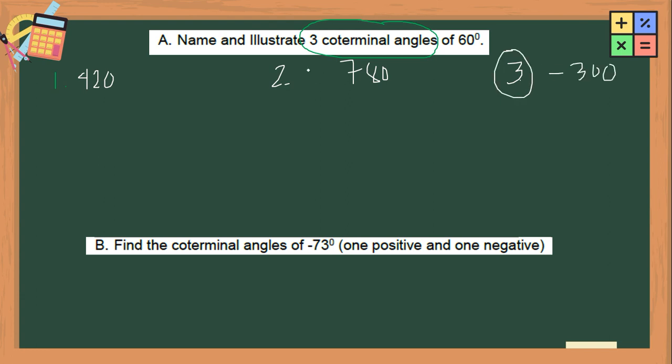Nagigets nyo po ba? Susundan nyo po. It's simple mathematics lang. Just add 360. If it is positive, add 360. If it is negative, just simply minus 360. As simple as that.